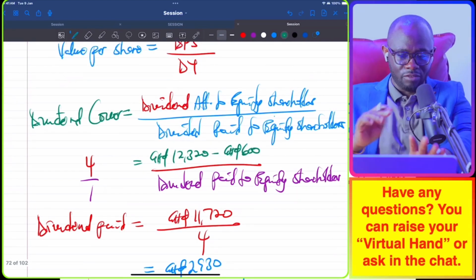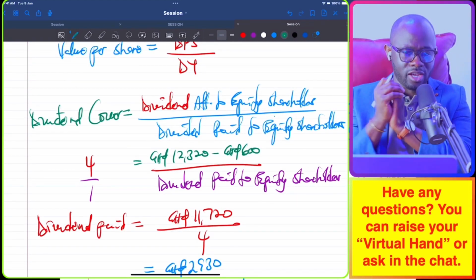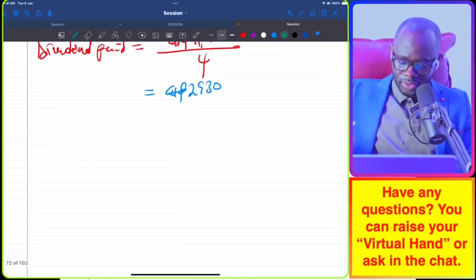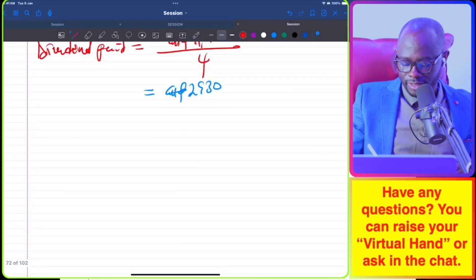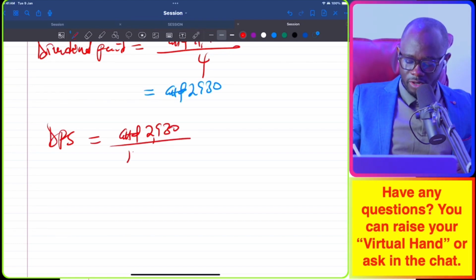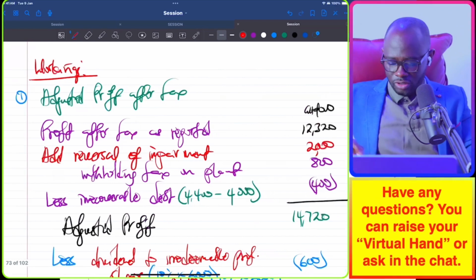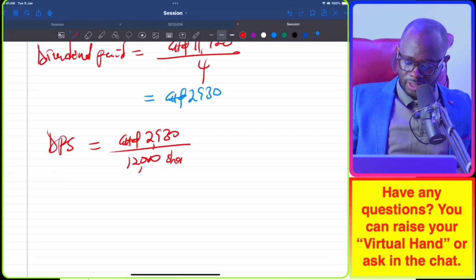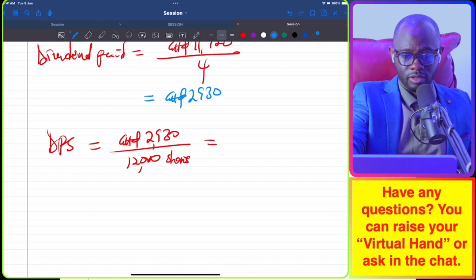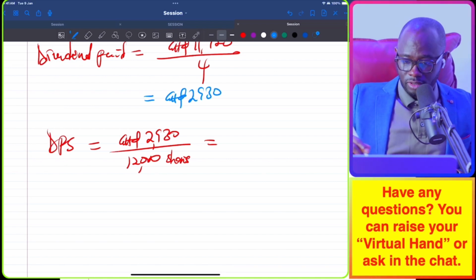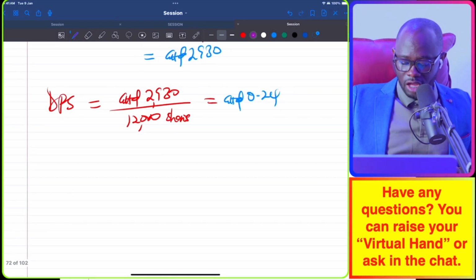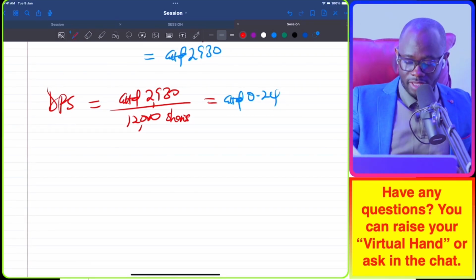Now you have the dividend paid to the equity shareholders, but we are looking for the dividend per share. So you can now calculate the dividend per share, which is the dividend to the equity shareholders divided by the number of equity shares. Is it still 12,000? The answer is 0.24. Is that figure confirmed? Yes, confirmed.